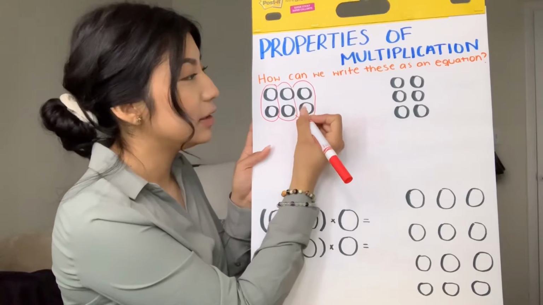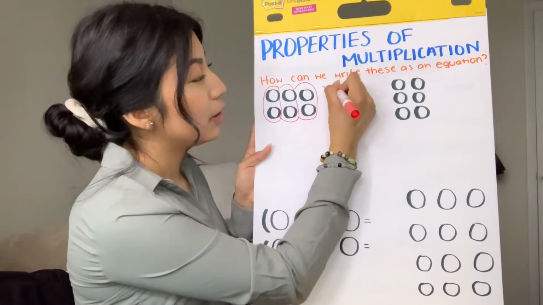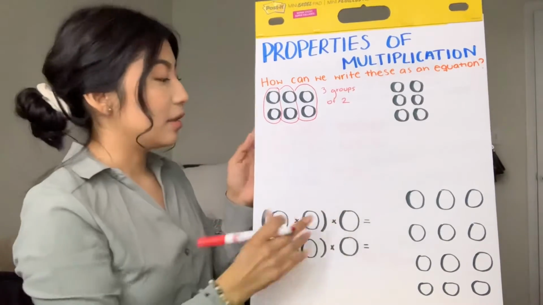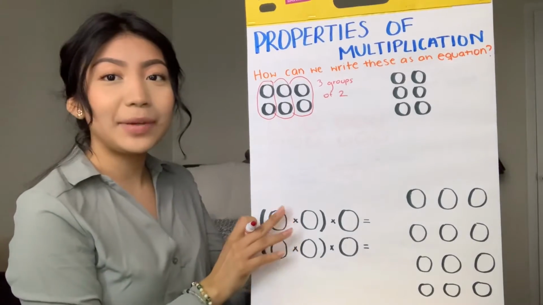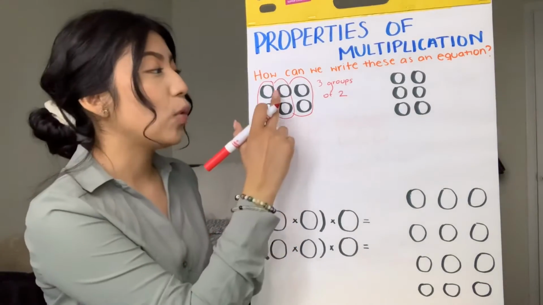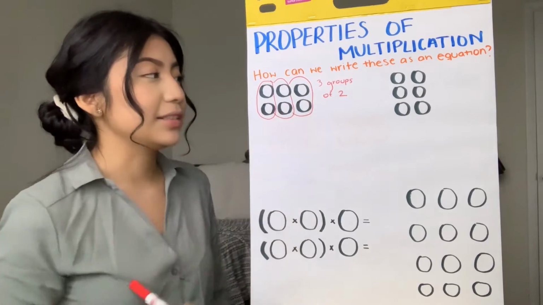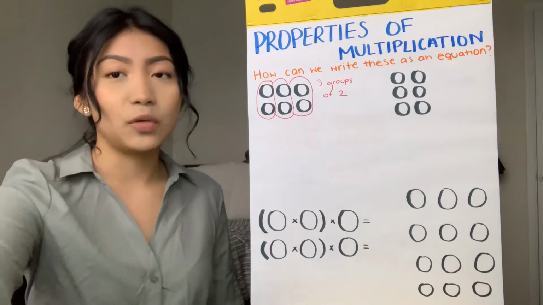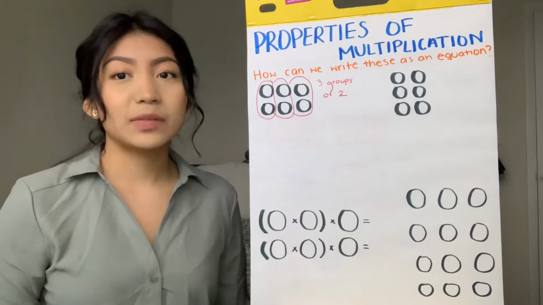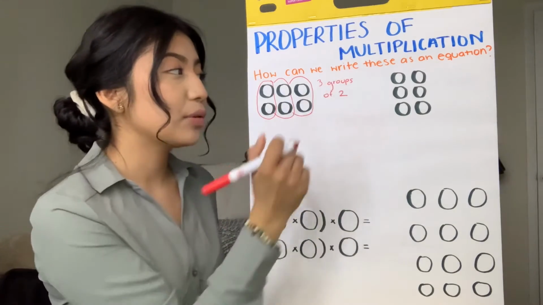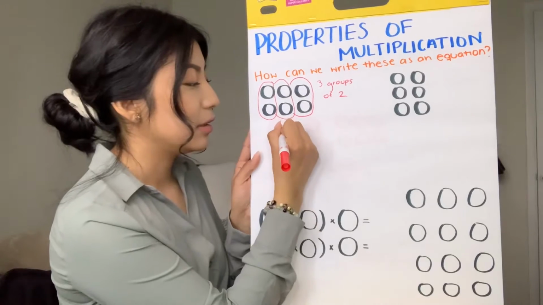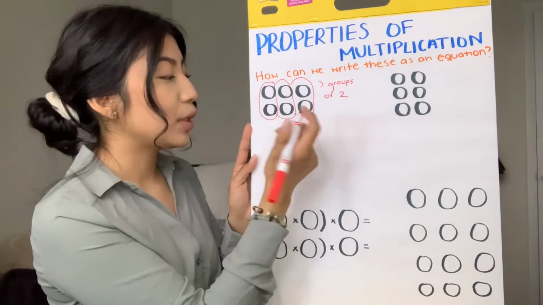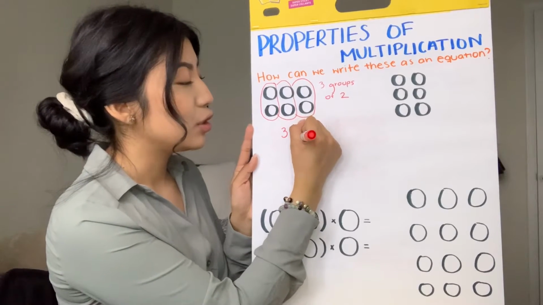So let's write that on here. We have 3 groups of 2. All right, and then how many do we have in total here? We have 1, 2, 3, 4, 5, 6. Correct. So how can we write this one as a multiplication equation? We have 3 groups, right? So let's write that down. We have the 3 columns here, and then we have our 2 rows. So we're going to do 3 times 2.